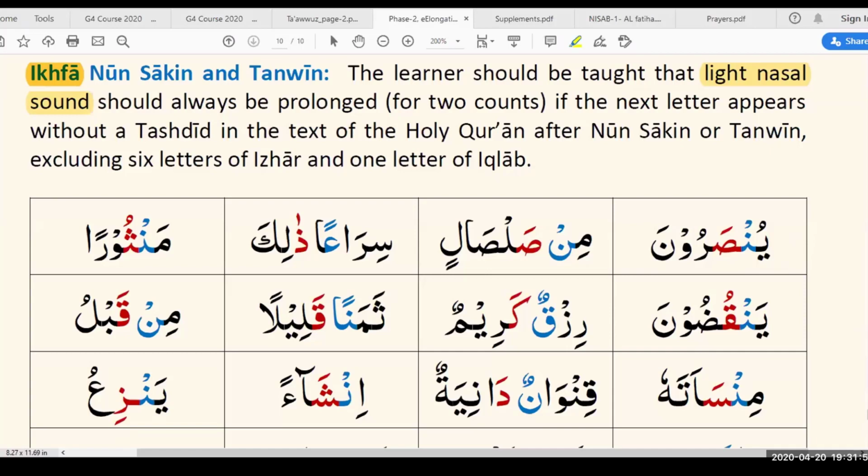Like I said, it's a good idea to tape up a few papers with the different tables, like when we used to do for exams, one table for ikhfa, one for iqlab, one for idgham, one for izhar, and just learn the letters that way, and then you'll know, hopefully, inshallah, how to pronounce this. So a 2-second nasal sound for this noon will look like this. Bismillahir Rahmanir Rahim.